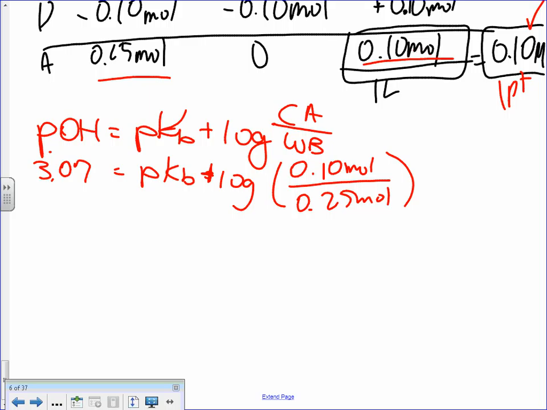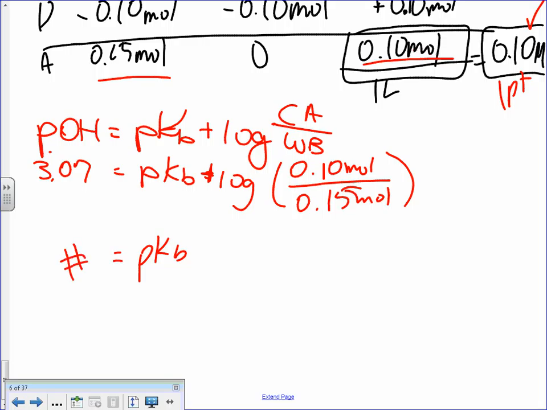Oh, sorry. I'm thinking that is a 1. It looked like a 2. It was 0.7. Thank you. Okay, so calculate by taking 3.07, subtract this log thing, and then how do you get out of pKb? You do 10 to the negative pKb equals Kb.